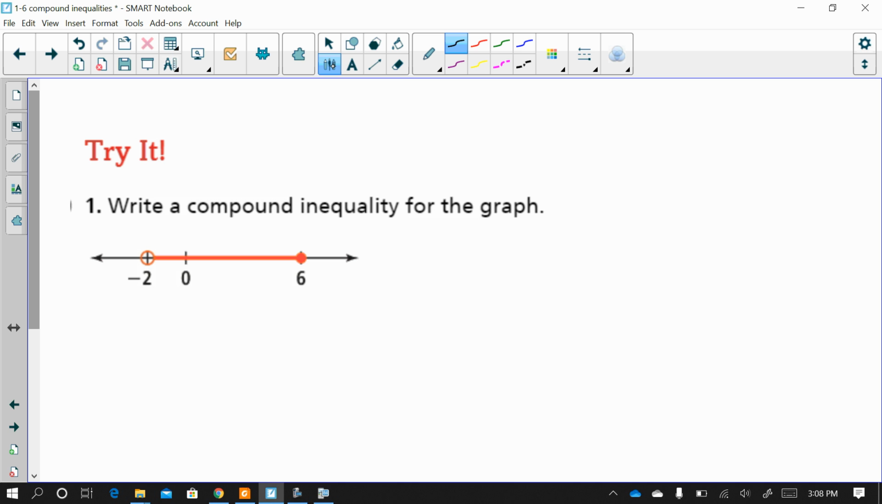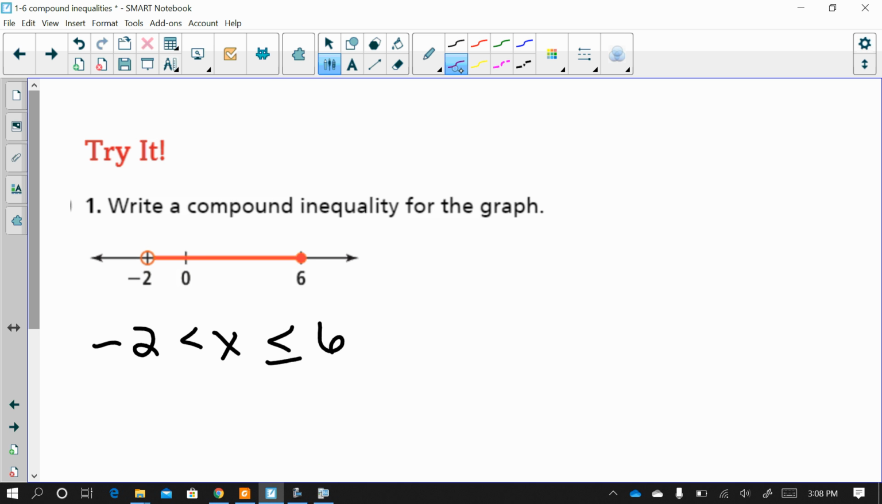Okay, again, there's 2 ways. I'm going to do it this way first, the x in the middle, because I can tell this is an and inequality. Now, I know both of my arrows are going to go this way, so I'll start with the -2. It's open, don't need a line. Oh, the 6 is closed, so I need a line there.